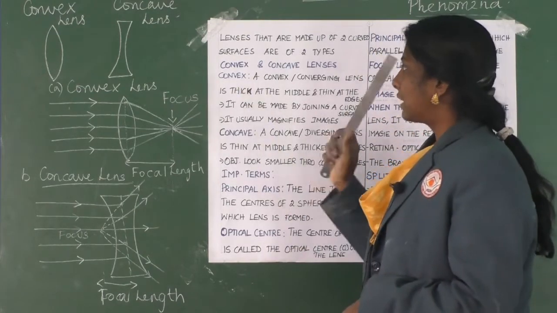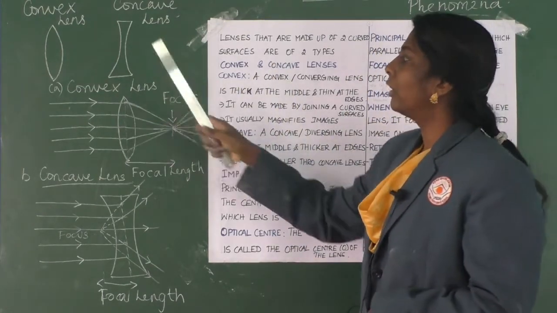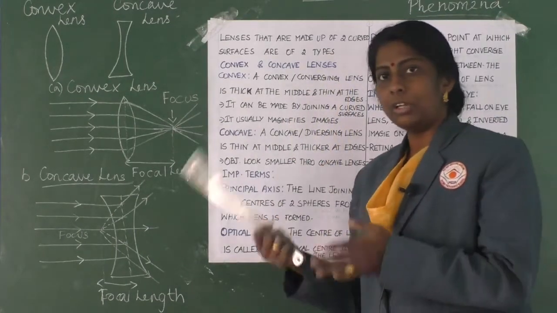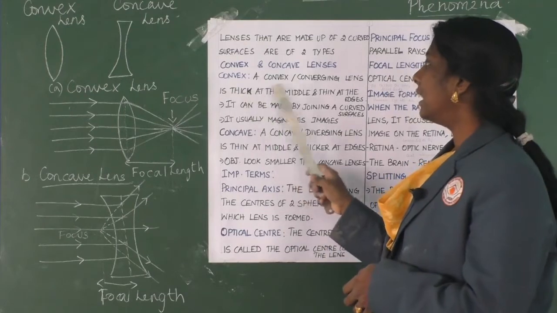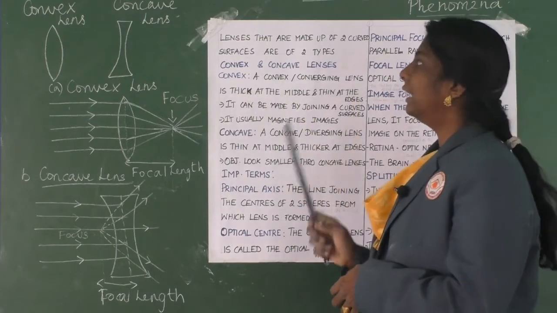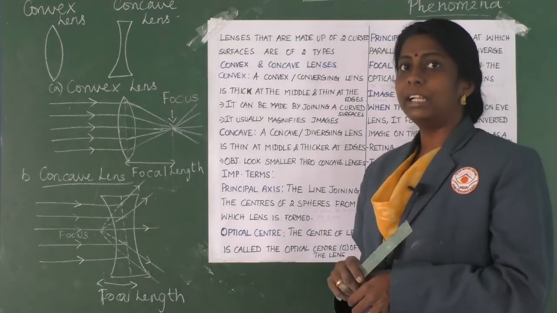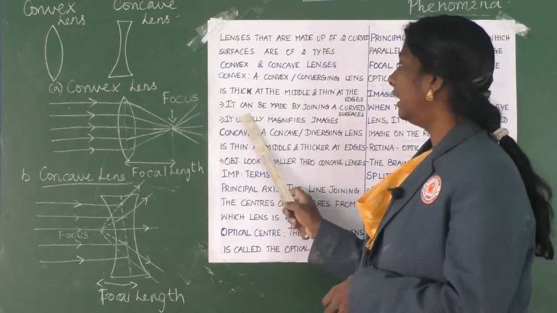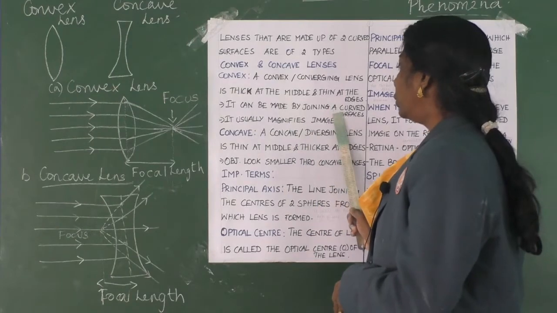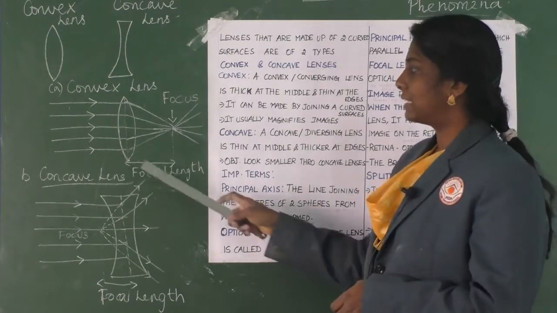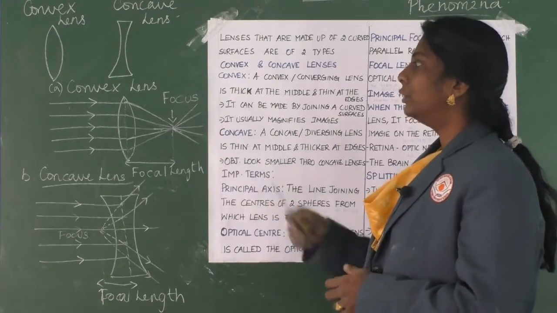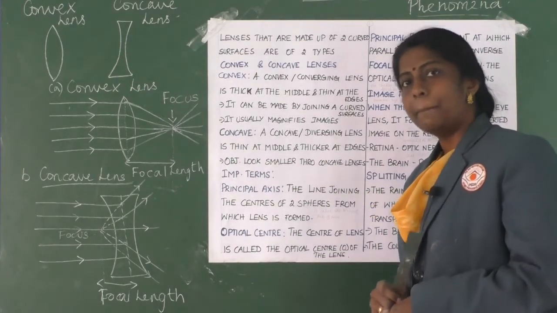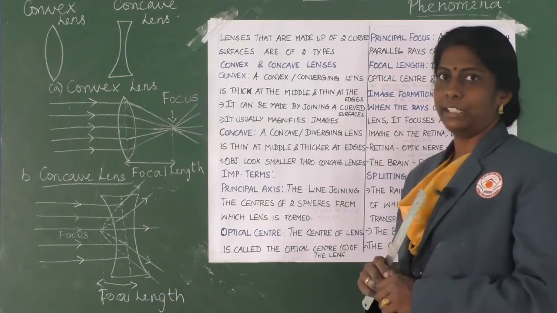A convex or converging lens is thick at the middle and thin at the edges. How will it be? Thick at the middle and thin at the edges. It can be made by joining curved surfaces. It usually magnifies images.